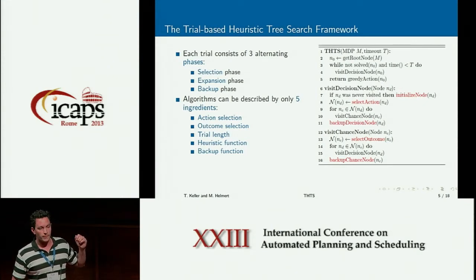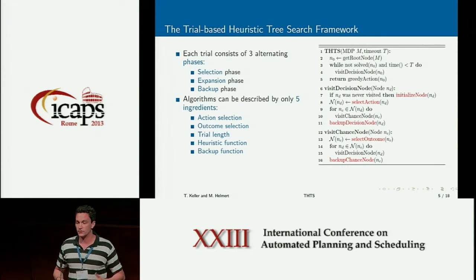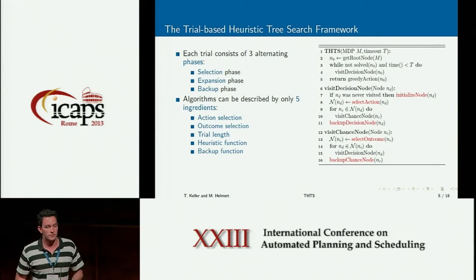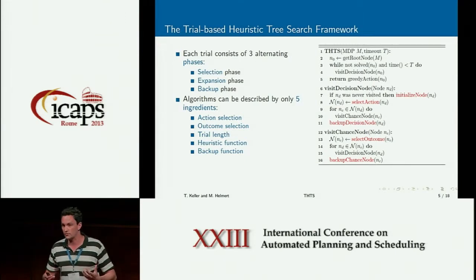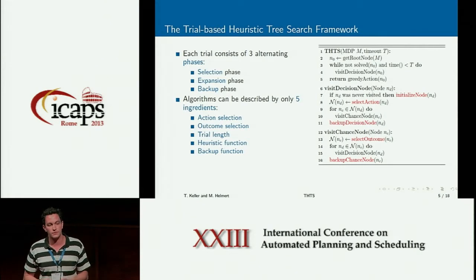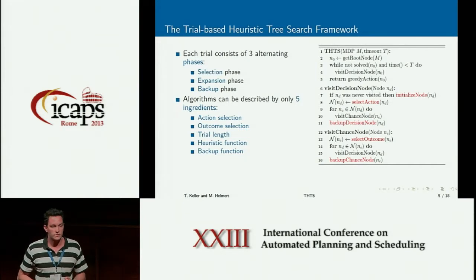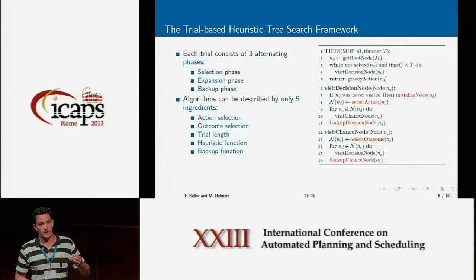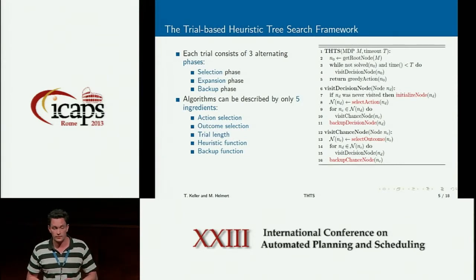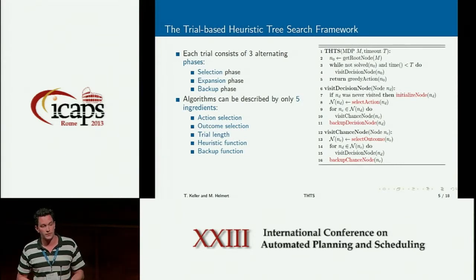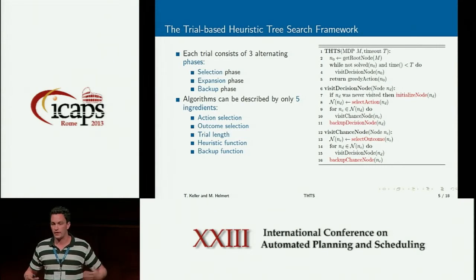And the algorithms can actually be described by only these 5 ingredients. There is an action selection. That means in a decision node, which of the chance nodes that are the successors of this decision node will I choose to simulate? Outcome selection is the same for chance nodes. The trial length is used to determine when to finish the current trial, when to enter the backup phase. And we have a heuristic function and a backup function.